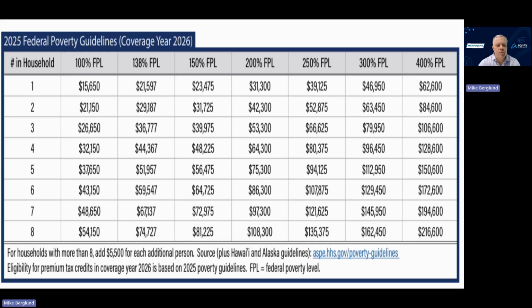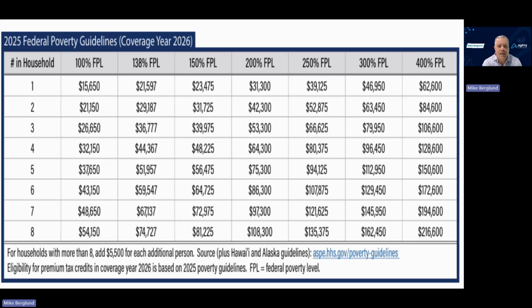If we look at a household of one, 100% of the federal poverty level is $15,650. This is a crucial number to know. This is where all subsidies and cost sharing start. If your client says they have an income of $15,000, that's not high enough to receive a subsidy. They do have to make the minimum of the federal poverty level in their state.